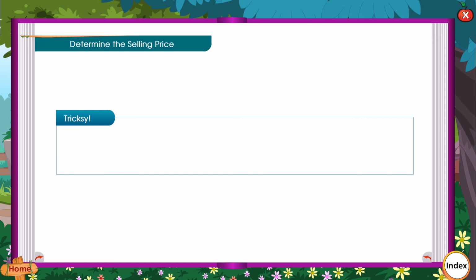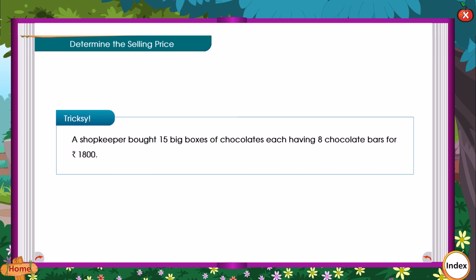4. A shopkeeper bought 15 big boxes of chocolates, each having 8 chocolate bars, for rupees 1,800. He sold each chocolate bar at rupees 50. Find his profit or loss.